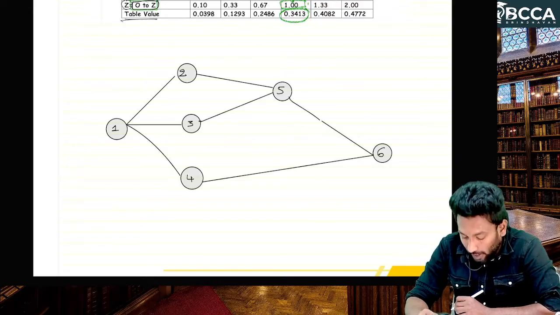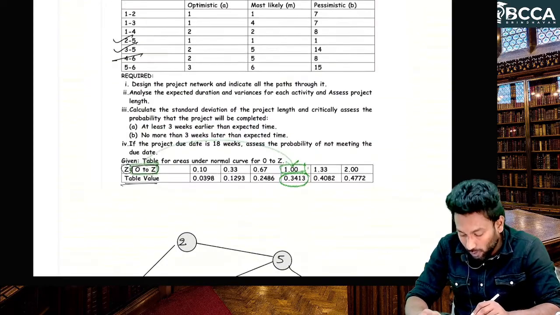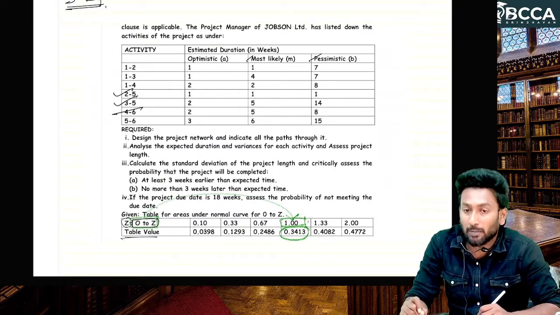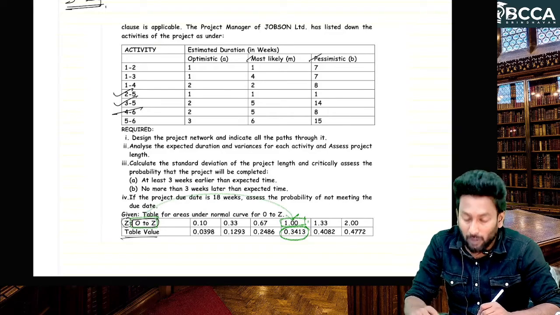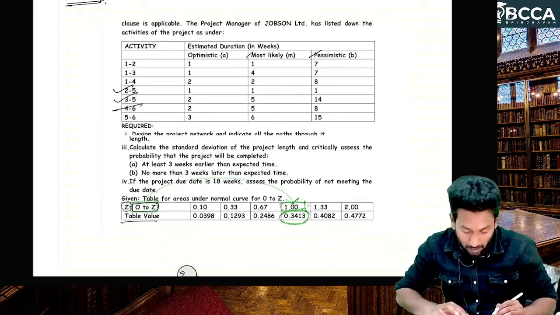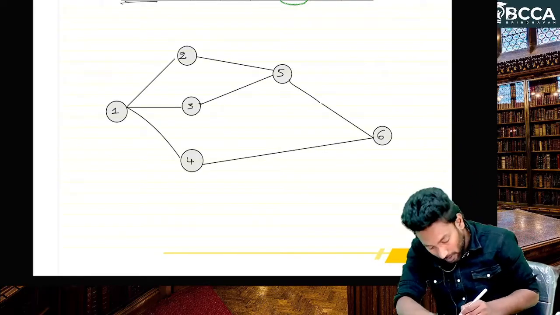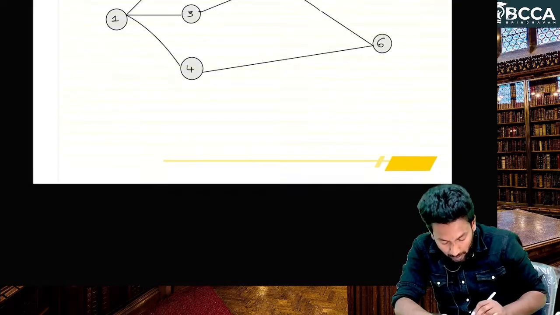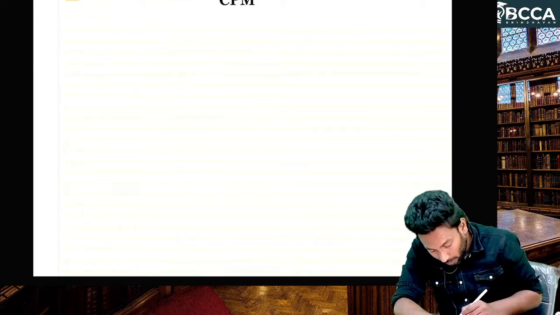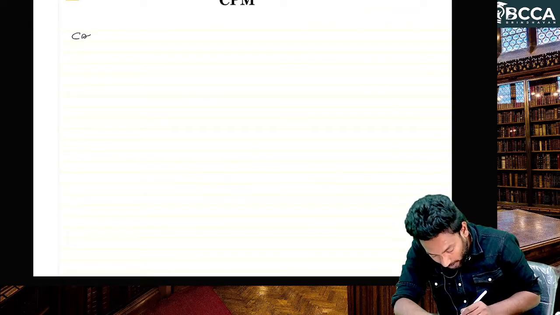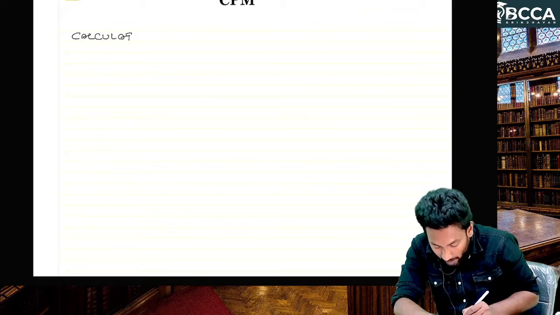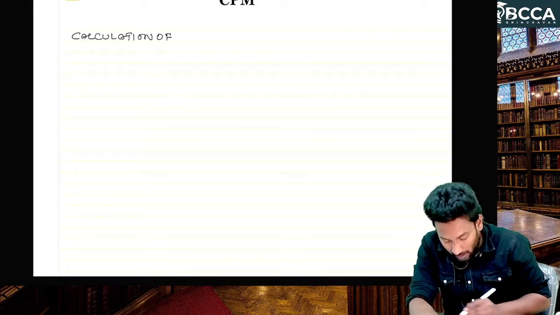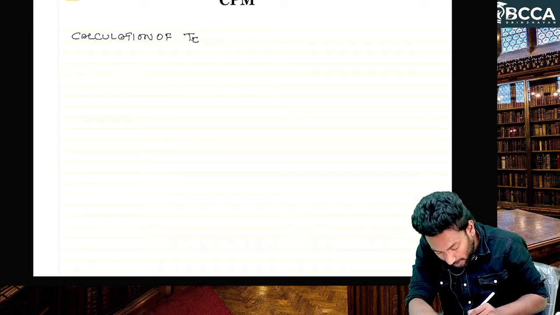For each activity we again have to represent the time duration. We cannot take the optimistic, most likely, or pessimistic time directly. For that you have to calculate the expected time for each activity. So leave the diagram here, network diagram done. Next, take a side heading: calculation of expected time, TE.